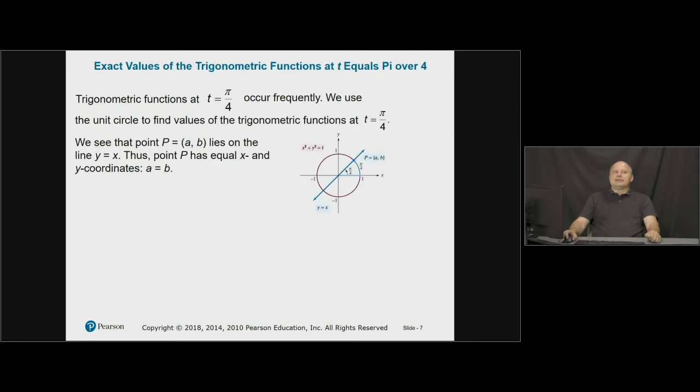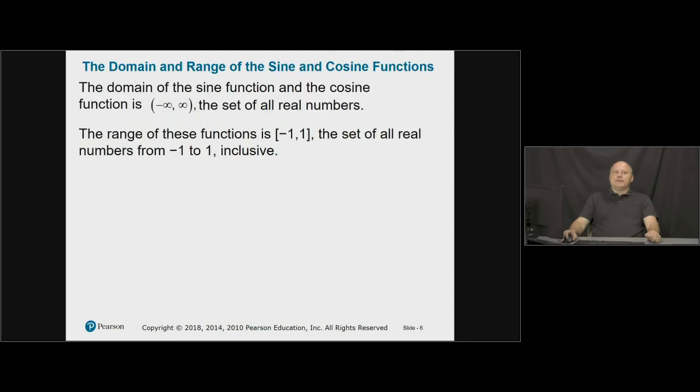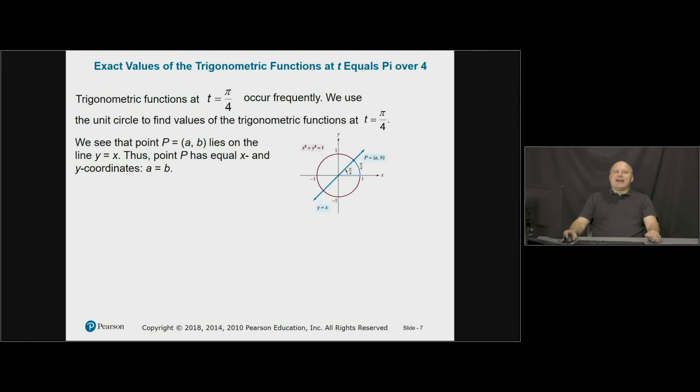Okay, now let's go down a little bit farther. So, exact values of the trig functions at t equals pi over 4. Trig functions at pi over 4 occur frequently. We use the unit circle to find the values of the trig functions at pi over 4.